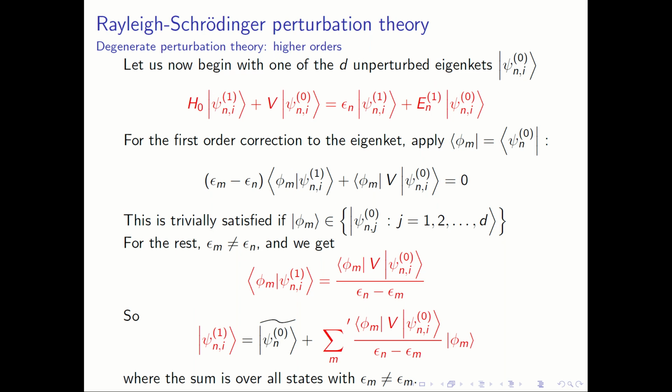This again is a direct reflection of what we already had in non-degenerate perturbation theory, except that there the unknown piece was just some multiple of psi 0 n. There was only one psi 0 n. Here this psi 0 n tilde just says it's some vector in the eigenspace corresponding to epsilon n, which means it's some combination of psi 0 n1, psi 0 n2, psi 0 nd. So this is what the first order eigenket correction looks like.